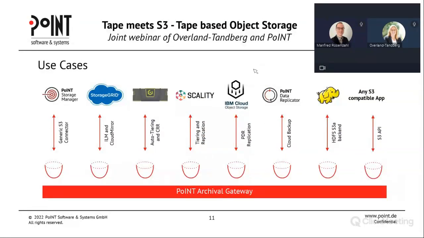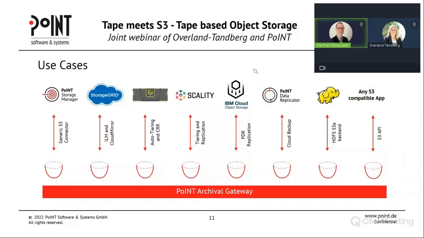Besides the backup use case, we have several customers who use the Archival Gateway for tiering from an existing disk-based storage like StorageGrid or Claudia and Hyperstore. And this way you can offload inactive data or inactive objects to an extremely inexpensive storage technology and optimize the cost.